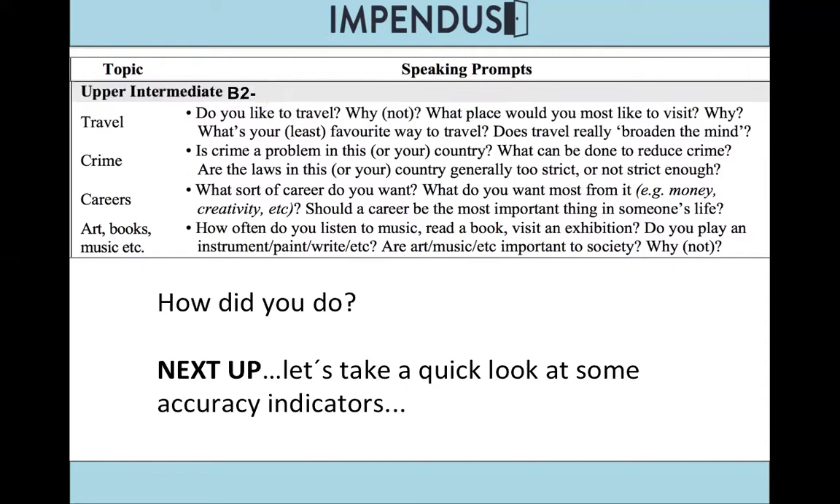All right, so if you guessed upper intermediate, B2 low, you are correct. How did you do? Next up, let's take a quick look at some accuracy indicators.